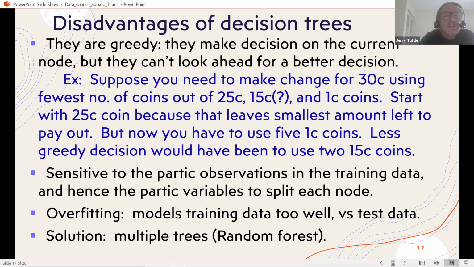So you're making change for 30 cents. You'd start with 25 cents because that leaves the smallest amount left to pay out. But having done that, now you're stuck using 1-cent coins. If you had thought ahead, a better decision would have been not to use that largest denomination, but to use two 15-cent coins. But decision trees don't let you look ahead. They make the best decision they can at the time, and then they move down the tree, and they don't look back to see if they could have made a better decision.